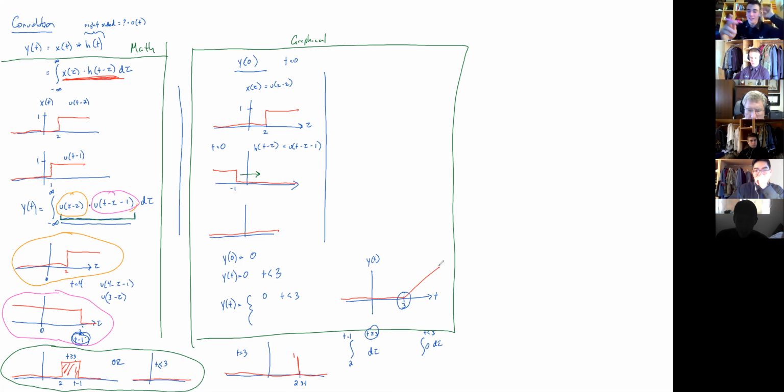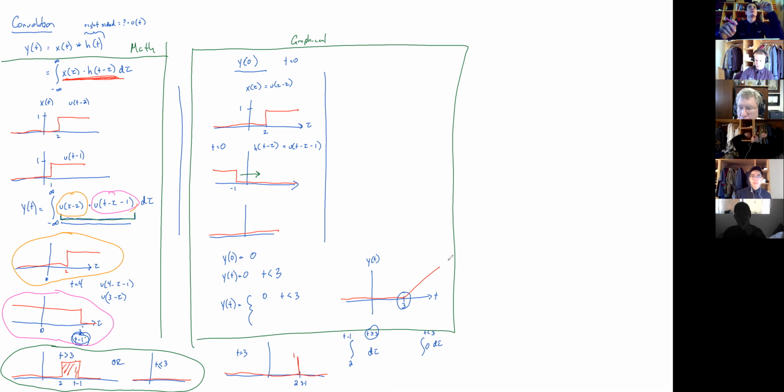The symbol there is greater than or equal to. Yeah. If it makes you feel better, let's change it. Change it to t strictly greater than 3. And then for any t less than or equal to 3, we get this. Does that make you feel better? Either way, it's the same graph. Either way, it's 0 up until 3, and then it starts to go up.